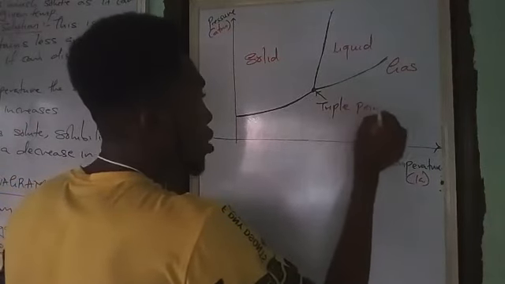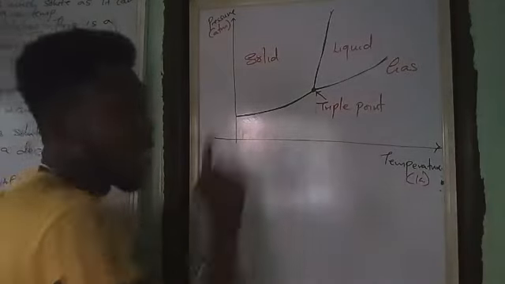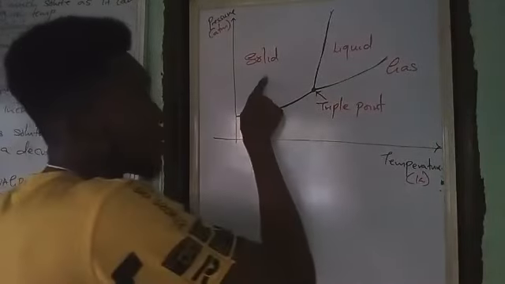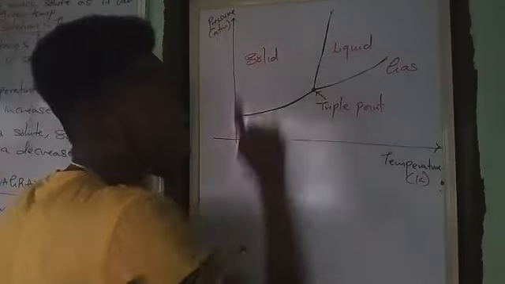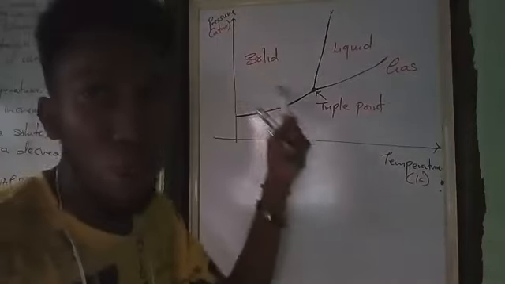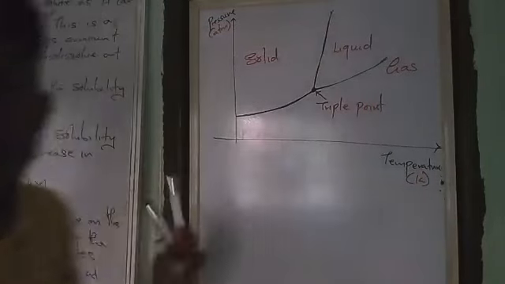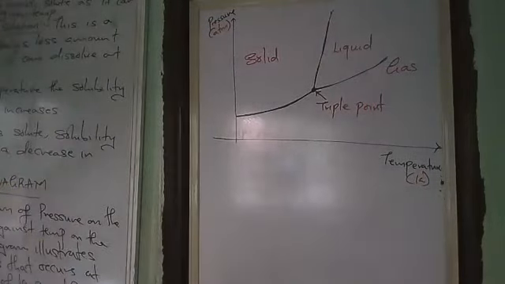Triple point. And why is it called triple point? Because that is the point where the solid, liquid, and gas phases coexist. Are you getting me now? That's the phase point where solid, liquid, and gas phases coexist, and that's why it is called the triple point.